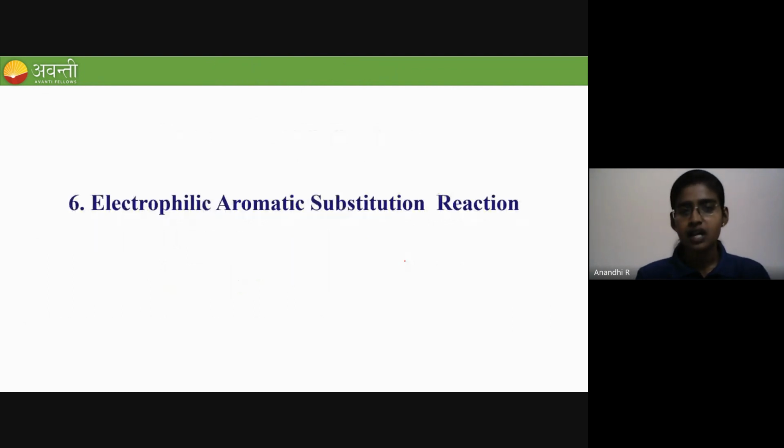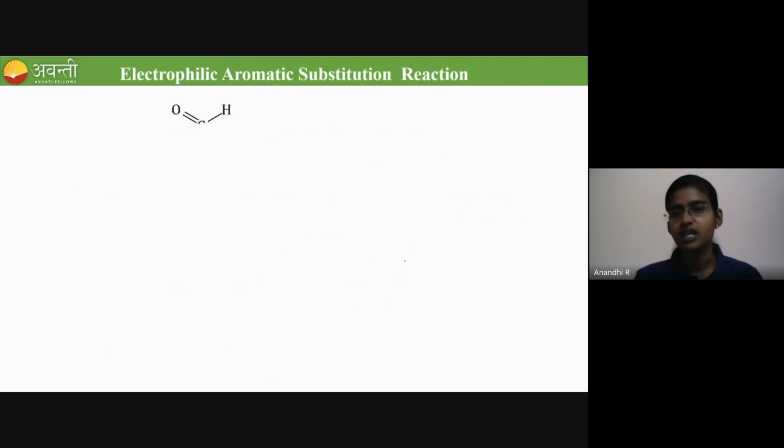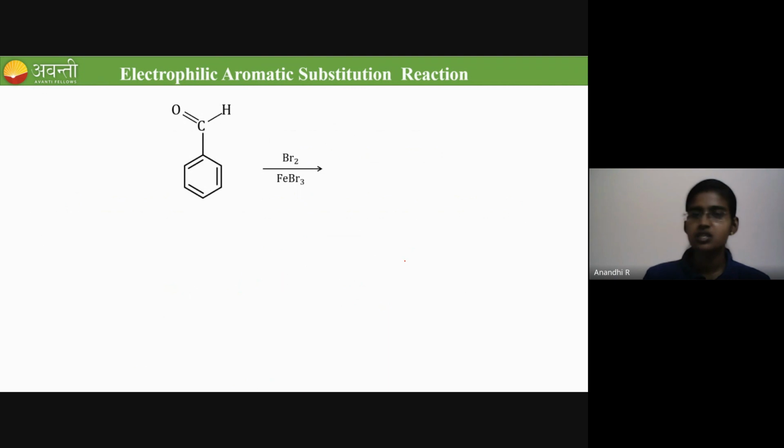That is the last reaction, the sixth reaction of aldehydes and ketones, which is electrophilic aromatic substitution. You might have studied this in all the organic chemistry lessons. Since we are studying aldehydes and ketones, I am going to discuss this electrophilic aromatic substitution with an aldehyde group containing aromatic system. That is, we are going to see it for benzaldehyde, on treatment with Br2 in presence of FeBr3.